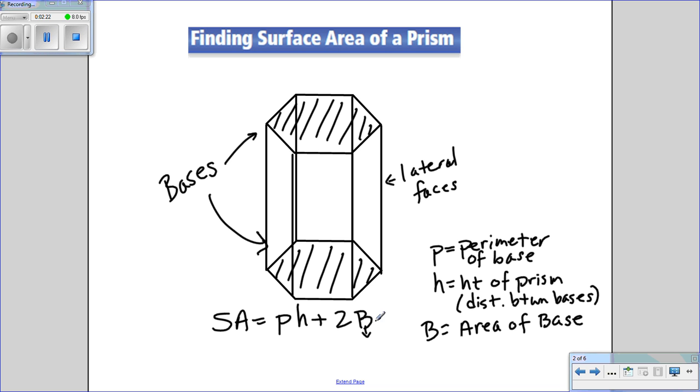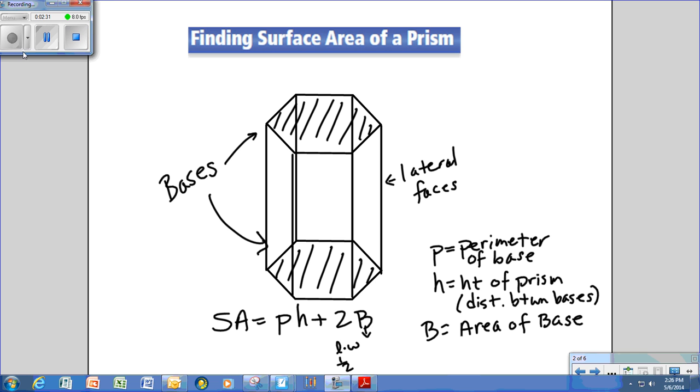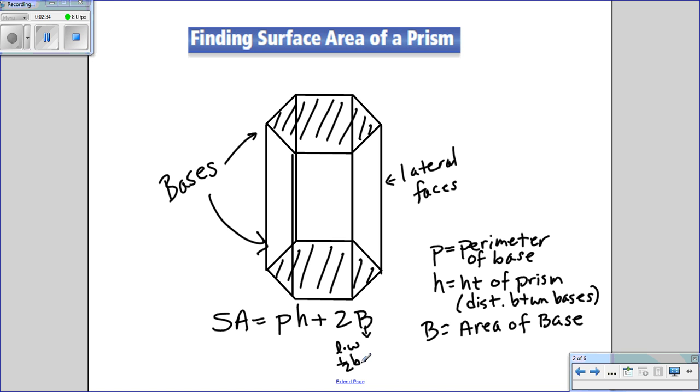This base right here can change. It could be length times width if it's a rectangle or a square. It could be 1/2 base times height if it's a triangle. It could be 1/2 apothem times perimeter if it's a regular polygon. It could be 1/2 the height times the quantity base 1 plus base 2 if it's a trapezoid. It could be a number of different things, so the base will determine what kind of formula you're going to use.